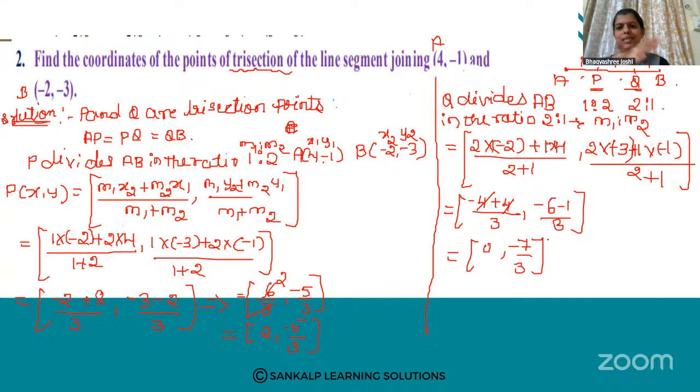Q divides the line in the ratio 2:1. And this is the coordinates of P, which divides the line AB in the ratio 1:2. So this can be asked for 3 marks. Remember, trisection. Have you taken? Shall we move to the next question?